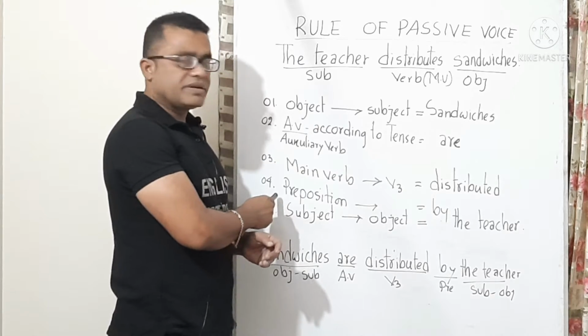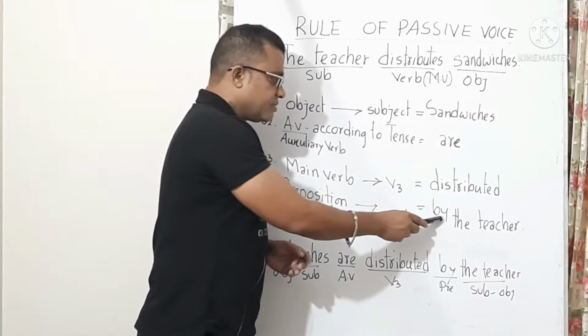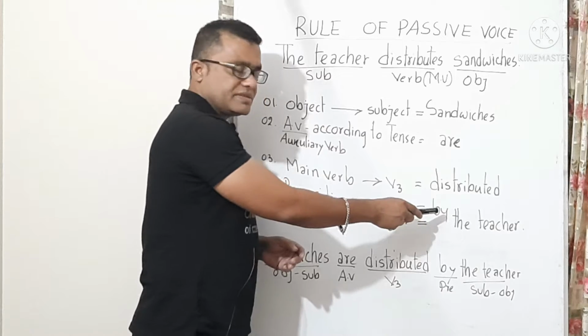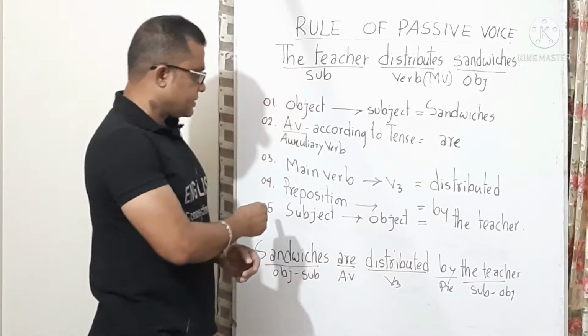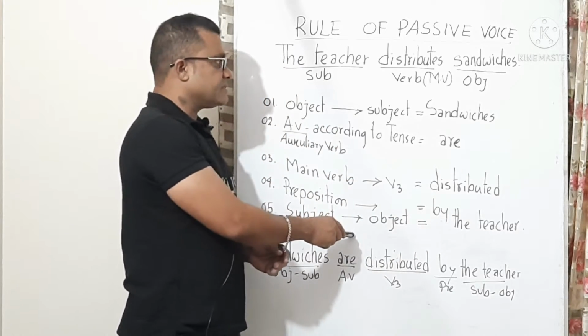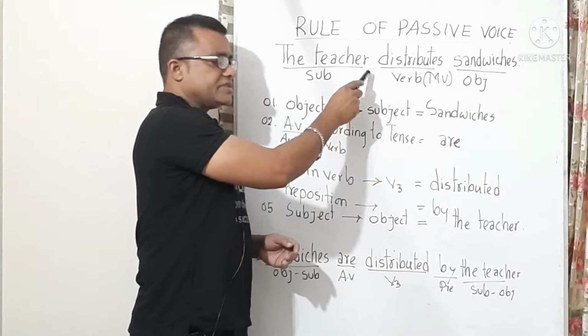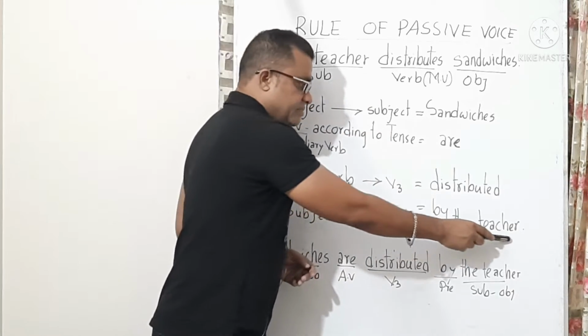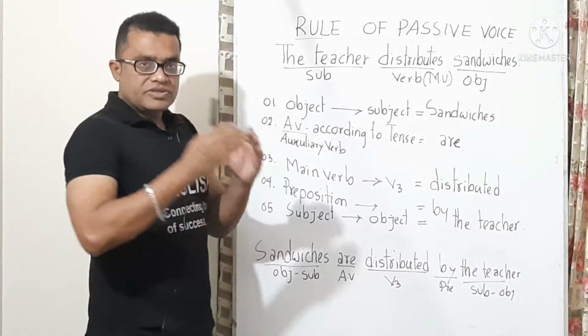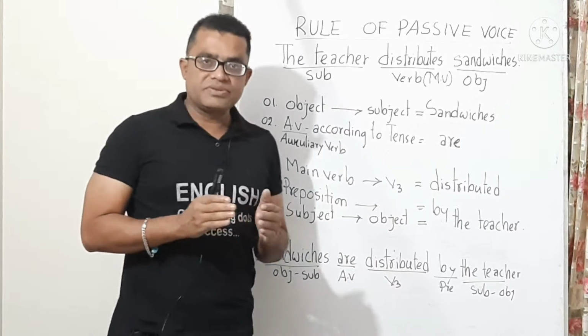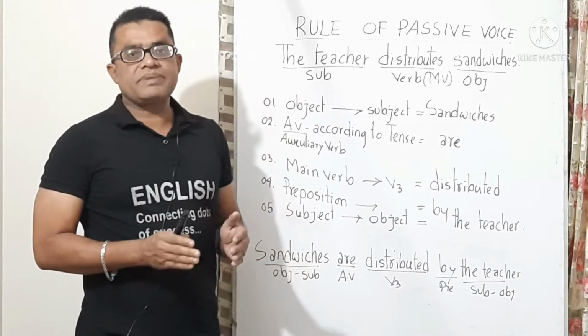Number 4, preposition. We use by here. Number 5, subject will be object. Our subject is the teacher. It has become object, the teacher. So, these are the 5 steps to make an active sentence passive.